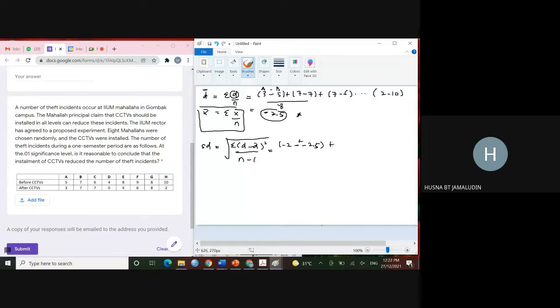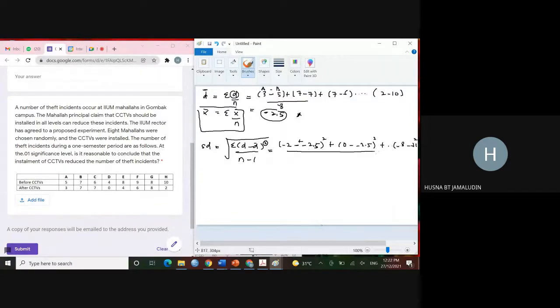And then, what is the second observation for d? 7 minus 7, you will get 0, minus negative 2.5, plus and so on, until the last observation, which is 2 minus 10, negative 8, minus negative 2.5. I forgot, you have to put squared on each of these. Remember, squared is there in the formula.